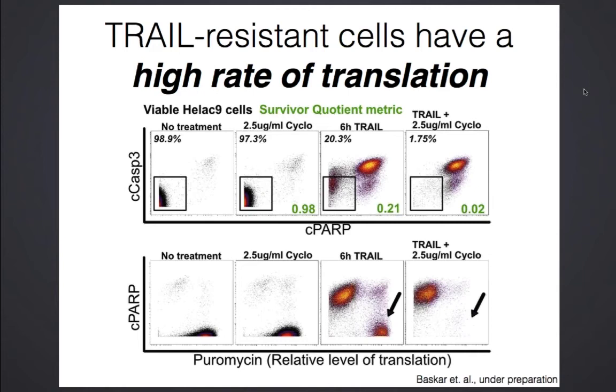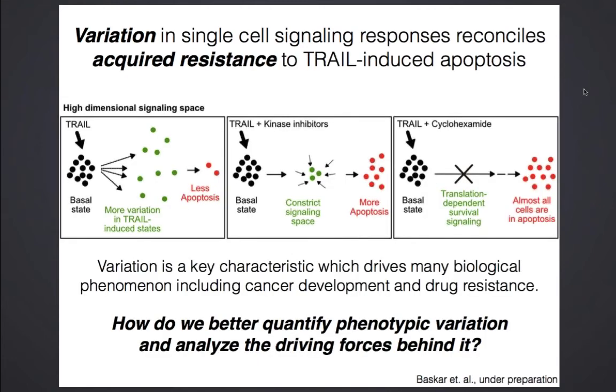All right. It's been an interesting journey of looking at variation and looking at translation. So to really sum it up, what we're getting at is how variation in single cell signaling responses reconciles acquired resistance to TRAIL-induced apoptosis. We're really just scratching the surface of how variation affects different facets of human biology, right from the good parts of it, of course, like development, where variation is very important for us to develop normally, all the way to cancer, where it's essentially variation gone wrong, and drug resistance, where it's variation preventing us from treating different diseases.